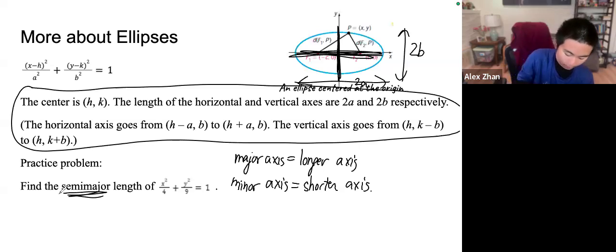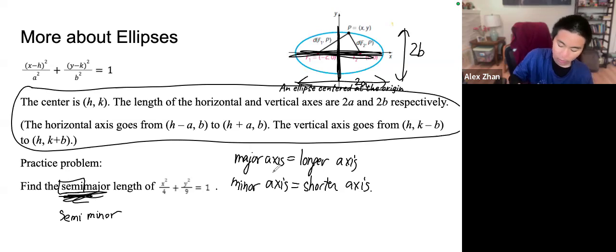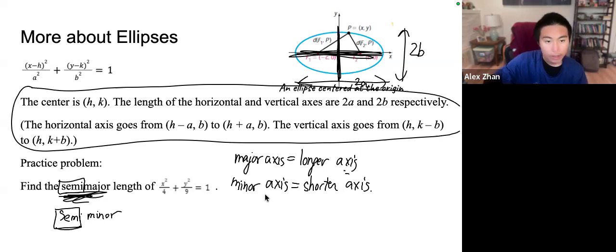So what about semi-major and semi-minor? As you can imagine, the prefix semi means one half, right? So semi-major just means one half of the major axis. Semi-minor just means one half of the minor axis. Okay, so here, let's talk about semi-major, not major. It's just the semi-major length.